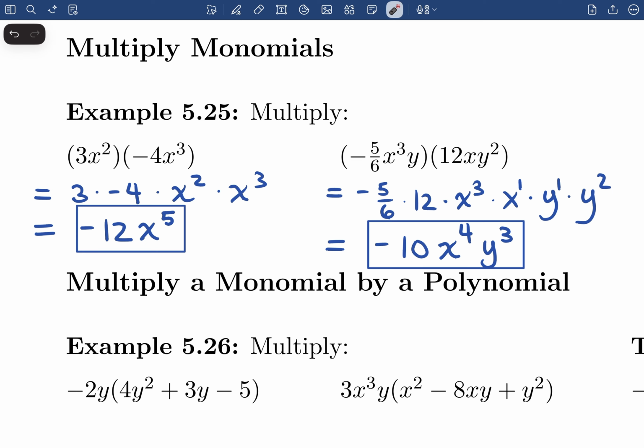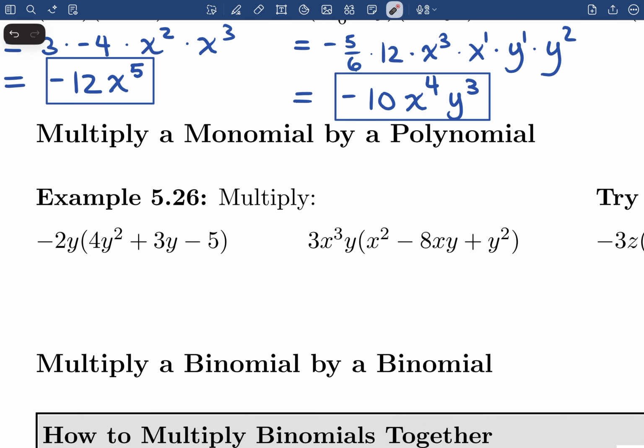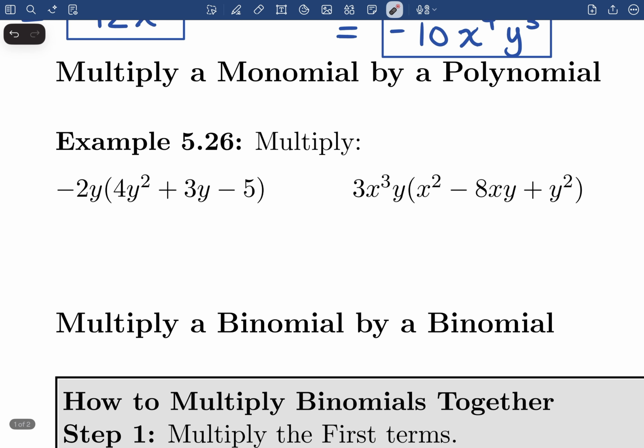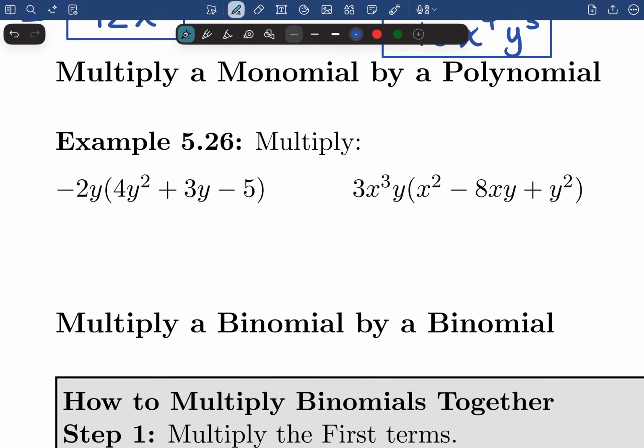Let's now practice multiplying a monomial by something larger, like a binomial or a trinomial. What if I encounter this situation in example 5.26, where I take this monomial and multiply it with a trinomial? Well, I will have to multiply the term of the monomial with every term of the trinomial. So you could think of using the distributive property. That's what's being used here.